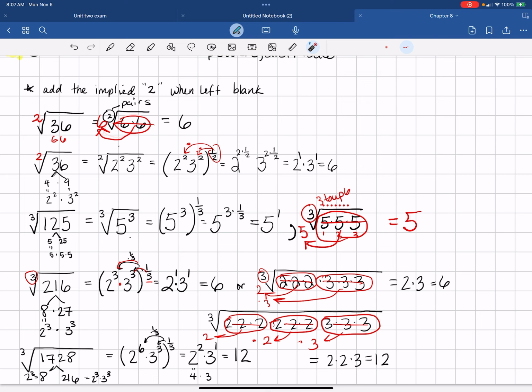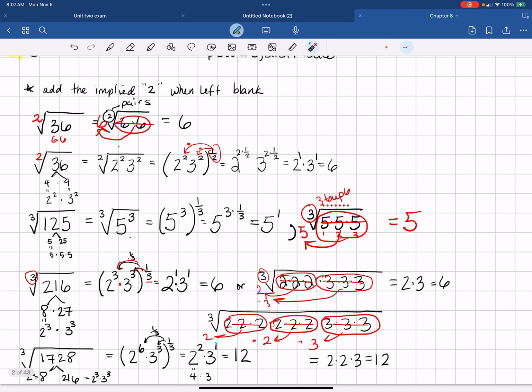And then the other way is you can write it, instead of 2 cubed, you do 2 times 2 times 2, and the 3 cubed is 3 times 3 times 3. We're looking for groups of 3, and you pull out the 2, and groups of 3, pull out the 3, and we're left with 2 times 3.